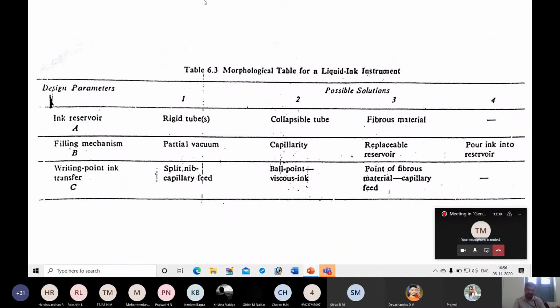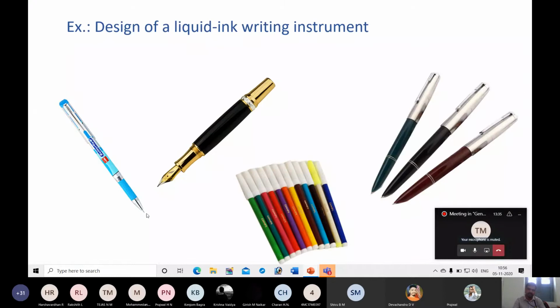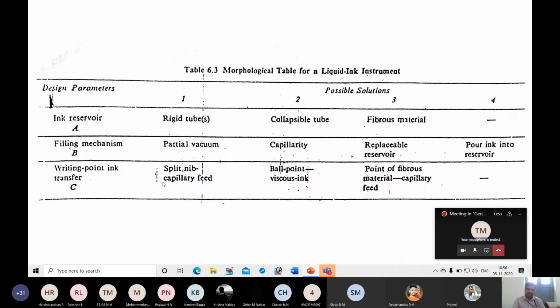Next, if you consider the nib of the pen, again you can see different types of nibs. The nib of a ballpoint pen is different from the nib of the fountain pen. Again, the nib of Euro pen, or if you remove the cap of the sketch pen and look at the writing point, it is different. So again: split nib capillary feed, ballpoint viscous ink, point of fibrous material capillary feed. These are some identified possible options for nib. Which writing instrument is the example for split nib capillary feed?